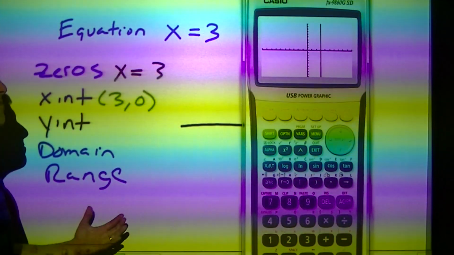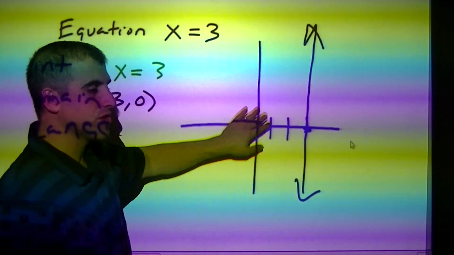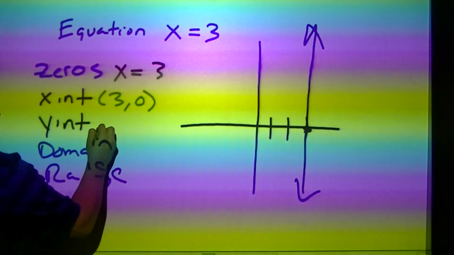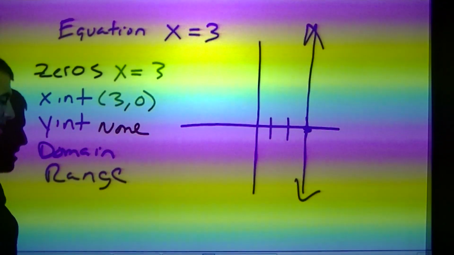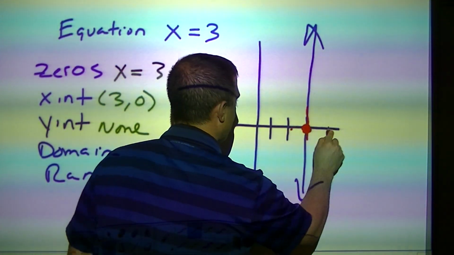Now, when I go to do the y-intercept, G-solve y-intercept, okay? It's not going to give me 1. Here's why. Why is it not going to give me 1? It's not going to give me 1 because it doesn't cross the y-axis. So my answer here is none, okay?